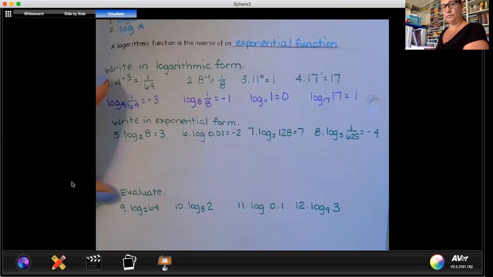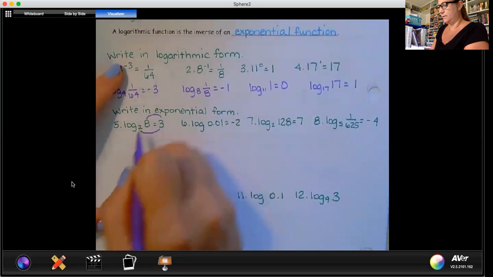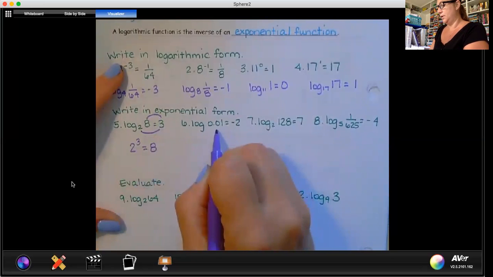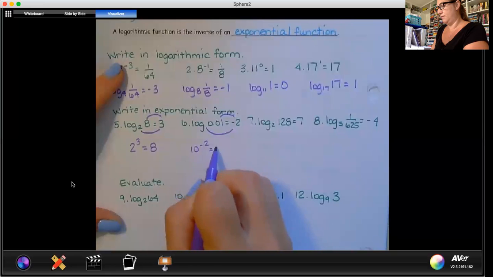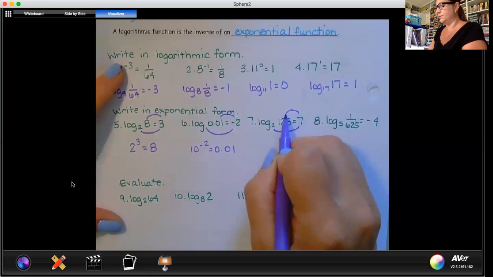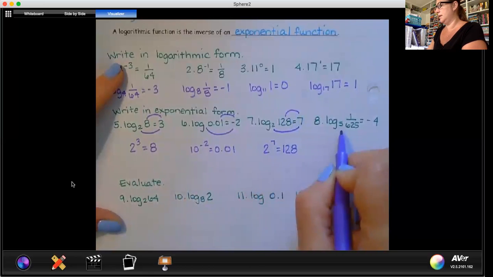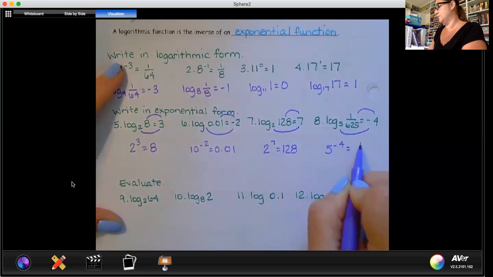Do your circle for number 5. 2 to the third equals 8. Actually, 10 to the negative 2 equals 0.01. Remember, if there's nothing there, it's an understood 10. And all these are true statements. 2 to the 7th equals 128. And 5 to the negative 4 equals 1 over 625.